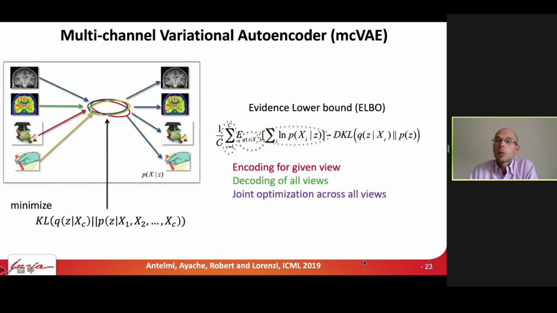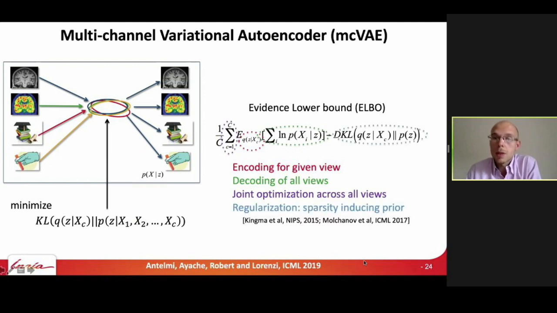And we would like this optimization to be carried jointly across all the views, so to enhance the consistency of this representation. Plus, this formula also presents a regularization term that we impose as a model selection term to favor simple models. So the simplest latent representation is enforced here through a sparsity-inducing prior through dropout.